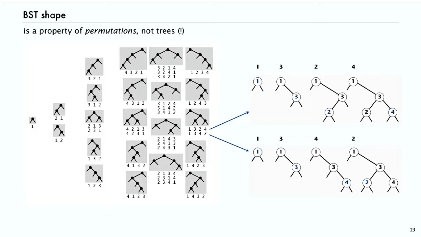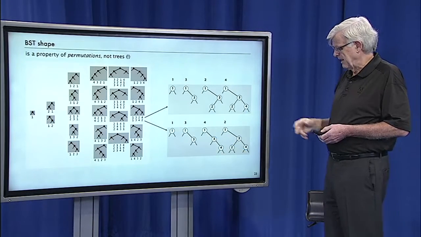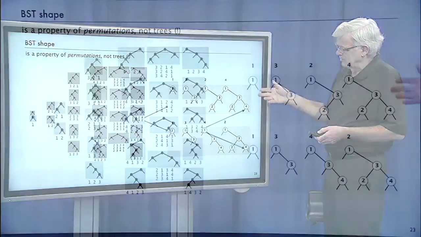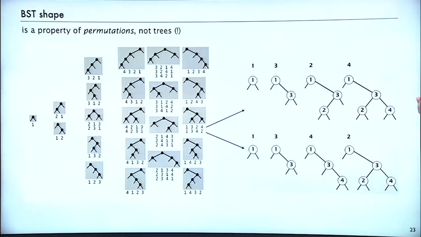This gives all possibilities for 1, 2, 3, and 4 nodes. And the one that's blown up is just one illustration that shows that 2 different permutations can lead to the same tree shape. In this case, 1 comes in, and 3 goes to the right, and then 2 goes to the left of 3, and then 4 goes to the right of the tree. But 4 and 2 could come in the other order, and you'd still get the same tree.